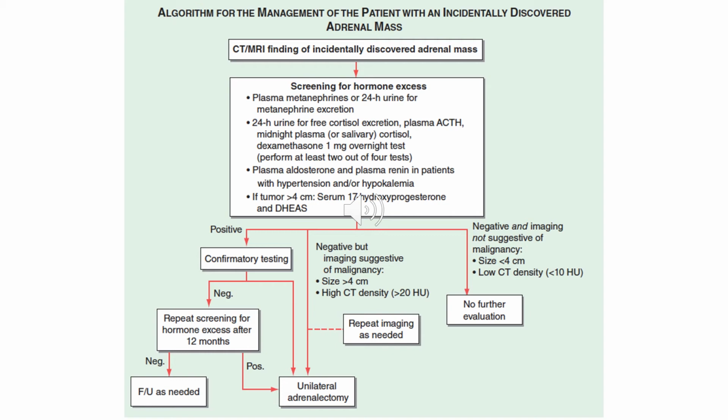If the screening test is positive, confirmatory testing is necessary. Confirmatory testing is dependent on the type of hormone excess. If this is positive, then a unilateral adrenalectomy is indicated. If this is negative, then a repeat testing is advised after 1 year. Now, if the testing is negative but the imaging is suggestive of malignancy, a repeat imaging may be necessary and this patient may be advised eventually for surgery. Now, if the tests are negative and imaging are not suggestive of malignancy, then no further evaluation is needed in these patients.